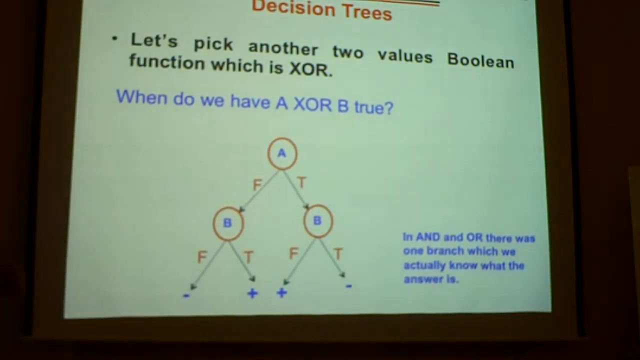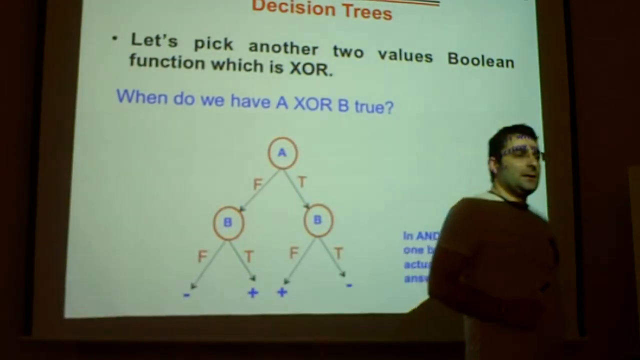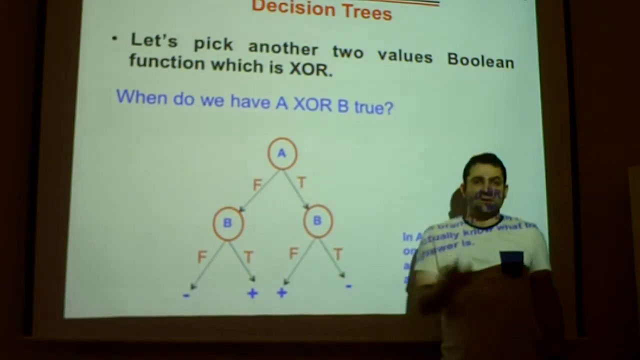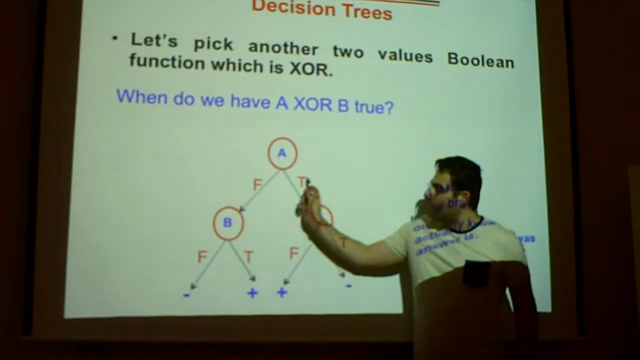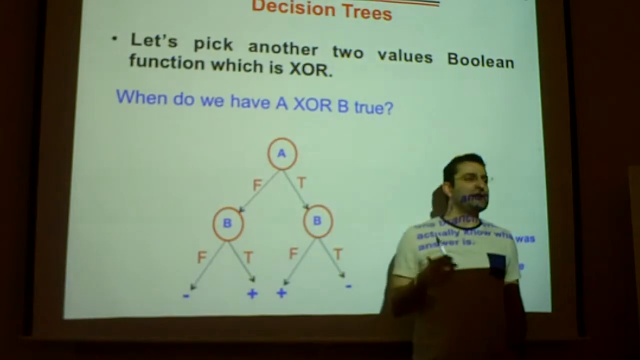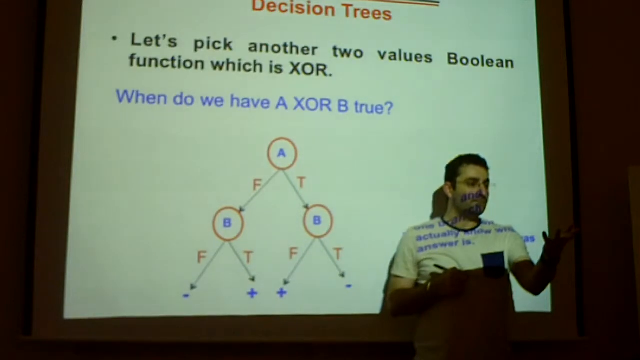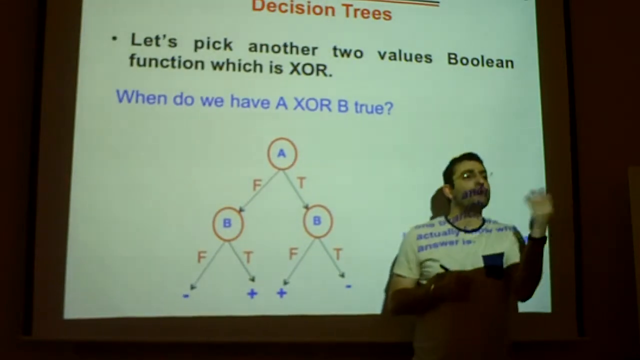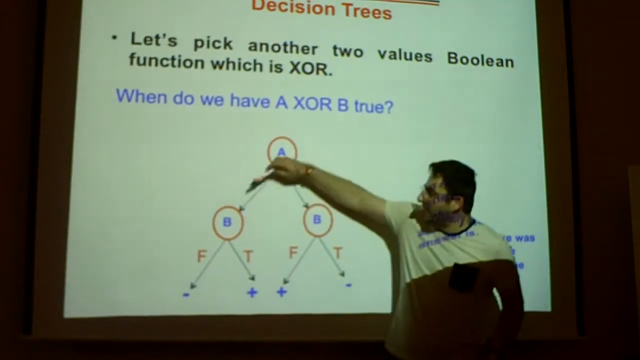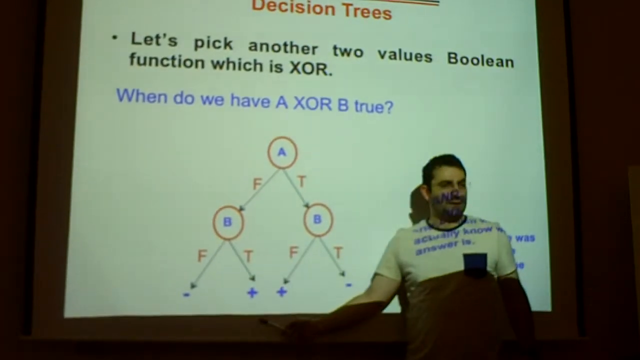Anyway, now we want to make a decision tree in order to give us the results. I start with A. A is Boolean, so I have only two values, true and false. If A is false, what is the decision? No decision. A cannot really tell me anything. I have to look at B. If B is false, definitely I am false. If B is true, definitely I am true.